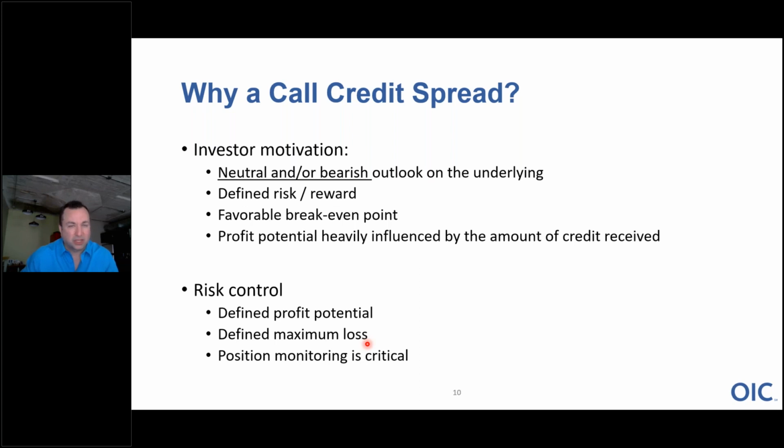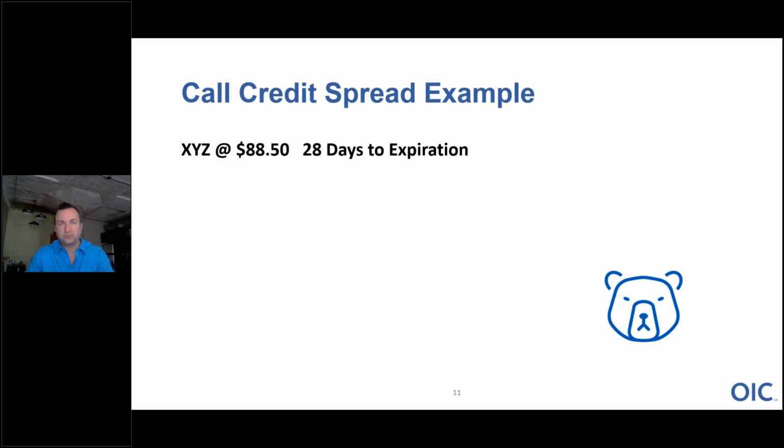You gotta be a little bit careful when it comes to position monitoring and watching the potential for exercise and assignment activity, because if the options position becomes a stock position, then this element of defined maximum loss is changed greatly. And a stock position would look far different than what the options piece would. And we'll talk about that as well as I walk through different scenarios here.